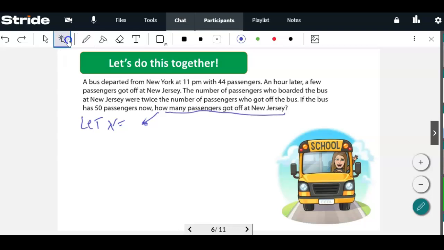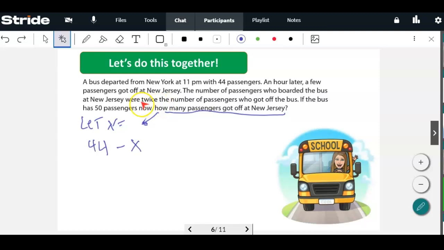So let's go back up to the word problem. It said a bus departed from New York at 11 with 44 passengers. So it starts with 44. An hour later, a few passengers got off at New Jersey. So that's our variable that we're looking at. So if we started with 44 and x number of passengers got off, that's minus x, because we don't know how many. Then it says the number of passengers who boarded the bus at New Jersey were twice the number of passengers who got off the bus. If the bus now has 50 passengers, how many did get off in New Jersey?